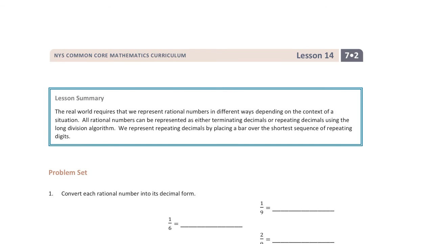All right, so the summary for the lesson is that the real world requires that we represent rational numbers in different ways depending on the context of a situation. All rational numbers can be represented as either terminating decimals or repeating decimals using the long division algorithm. We represent repeating decimals by placing a bar over the shortest sequence of repeating digits.